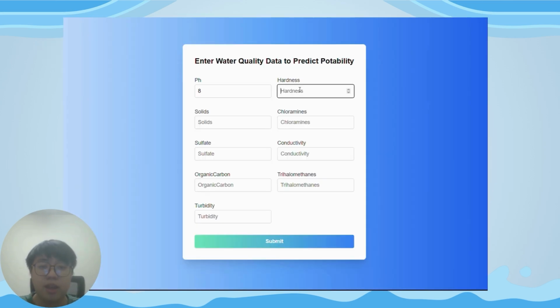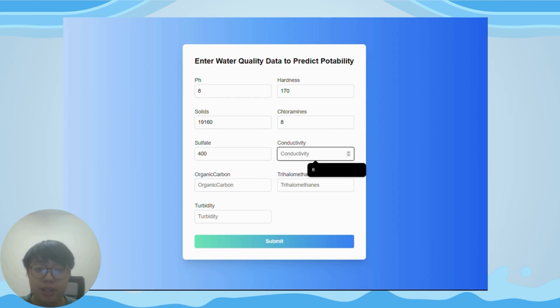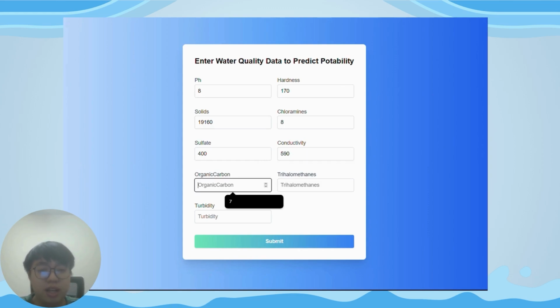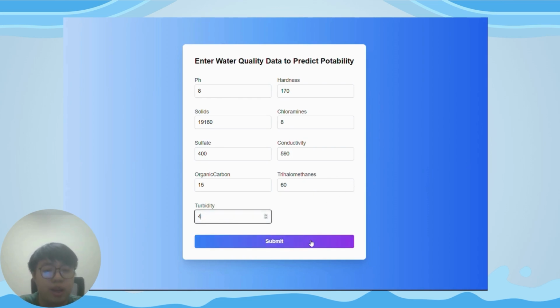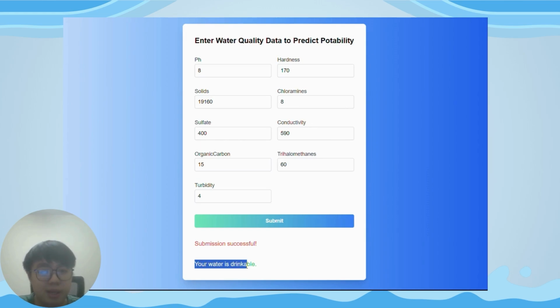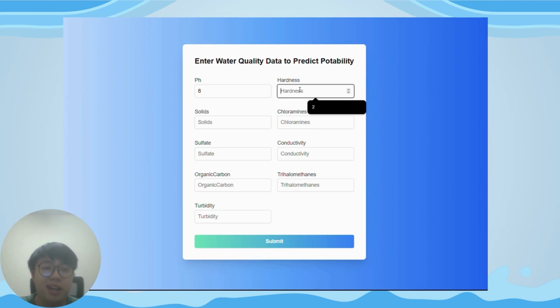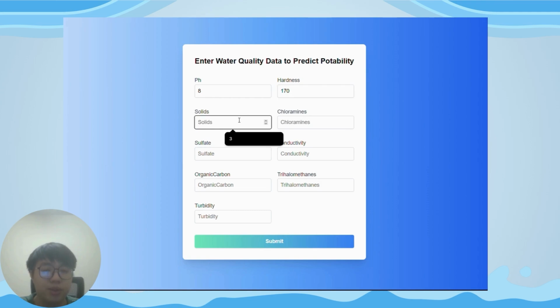Moving on to the demo, we have the enter water quality data form to predict water potability. It includes pH, hardness, solids, chloramines, sulfates, conductivity, organic carbon, trihalomethanes, and last but not least, turbidity. All of them are filled in with number values, and all of them must be positive. If one of the fields is not filled, there is a validation check that will show a required message. Once all of them are filled in, there is a submit button. When we submit, it showcases the result of whether your water is drinkable, or not drinkable and highly dangerous, showing the potability of the water.